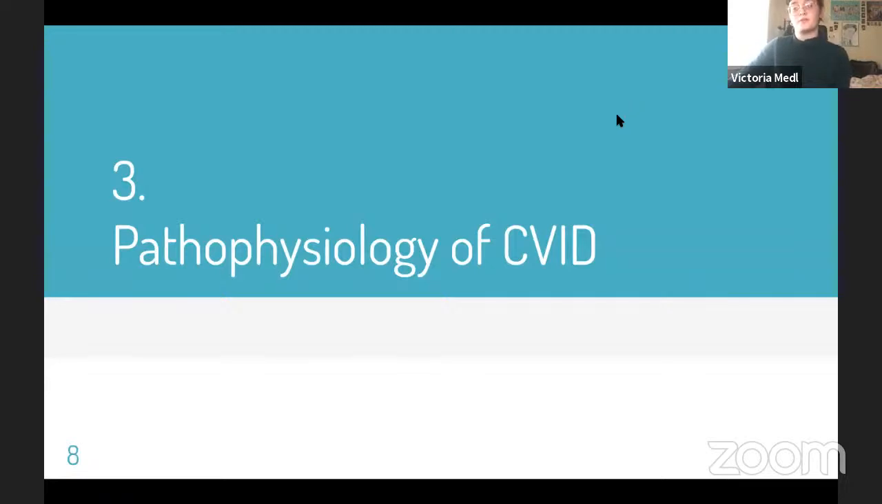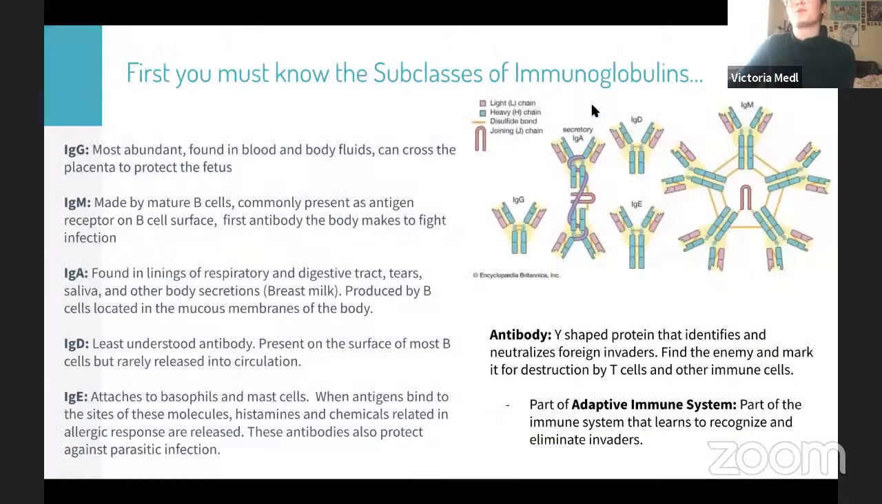So I'll go into a bit of the pathophysiology of CVID, the genetic basis of it. First, you have to understand what an antibody is. An antibody is a Y-shaped protein that basically finds whatever foreign invader is attacking your body and marks it for destruction by other immune cells. It tags it and leaves the immune system to actually engulf it or attack it in other ways. It's a major part of the adaptive immune system, which is the part of the immune system that learns to recognize and eliminate these invaders.